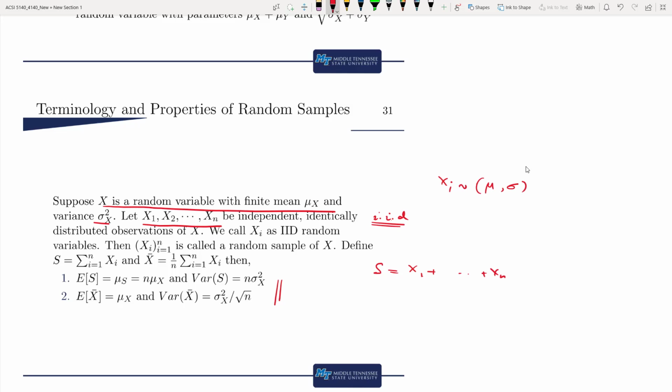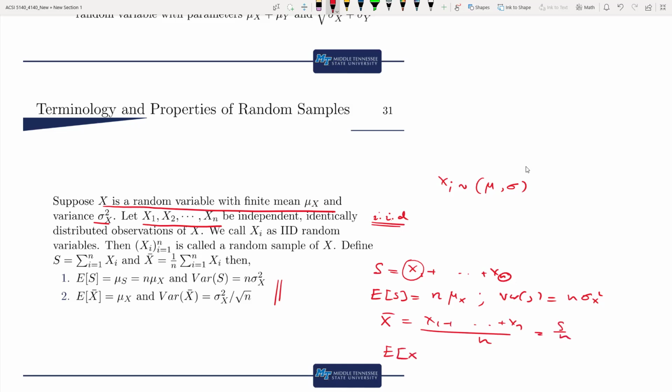So the question is, what is the expected value of S? Since n is fixed, it's going to be n times mu x. You can see you are basically adding the expected value of each one, and then the variance is going to be basically n times sigma x squared. Since they are independent, you are just adding the copies of the variance from each. And then if you take x bar, which is defined as x1 plus all the way up to xn divided by n, of course, the n's cancel out. This is basically S divided by n.